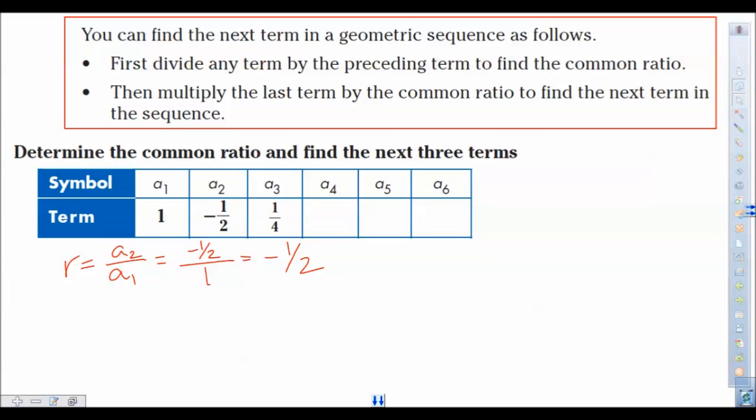Now that we've established that R is -1/2, we can use that R to fill in these other terms. The next one would have to be -1/8. The next term would have to be +1/16. And then the final term would have to be -1/32. Just multiplying by -1/2 each time.